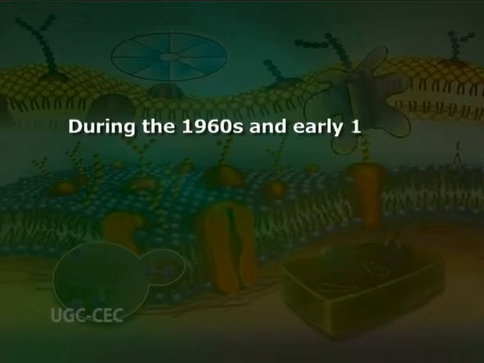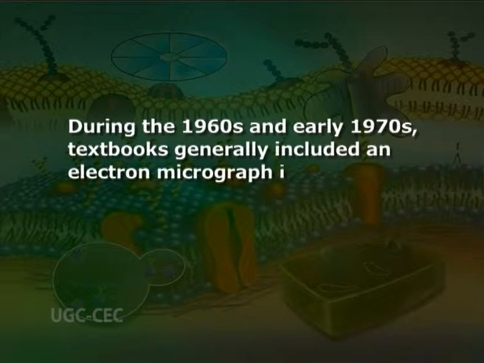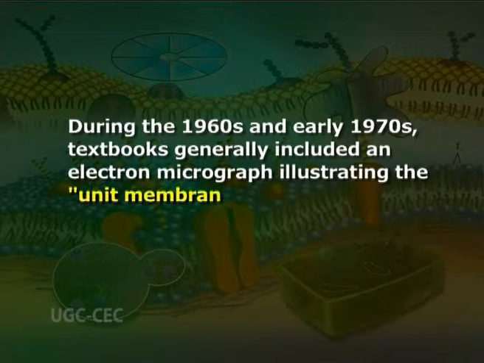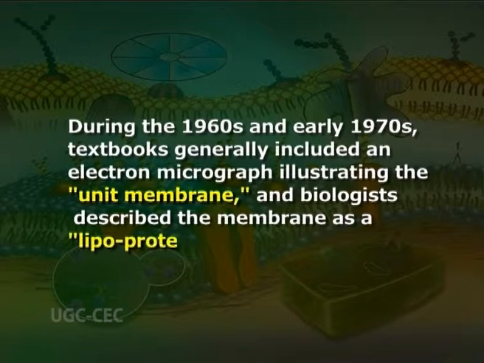According to the unit membrane model, the two outer darker lines are the protein layers and the inner region is the lipid bilayer. During the 1960s and early 1970s, textbooks generally included an electron micrograph illustrating the unit membrane, and biologists described the membrane as a lipoprotein sandwich. It was not to last longer because a major change in the understanding of membrane structure was underway.